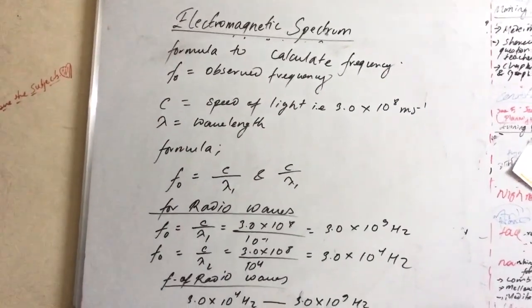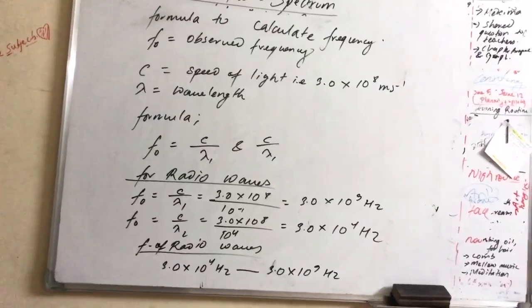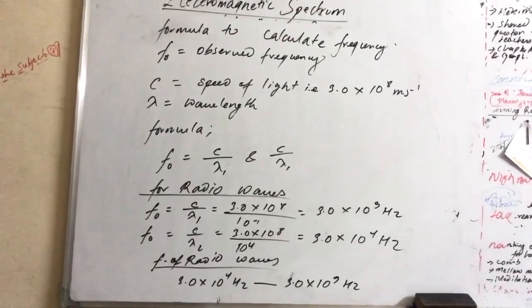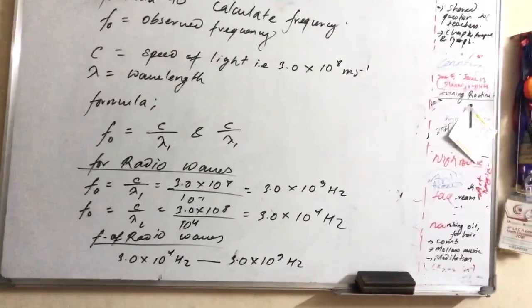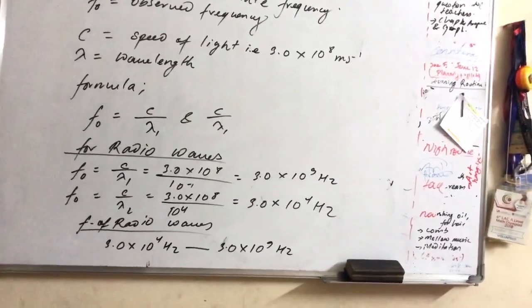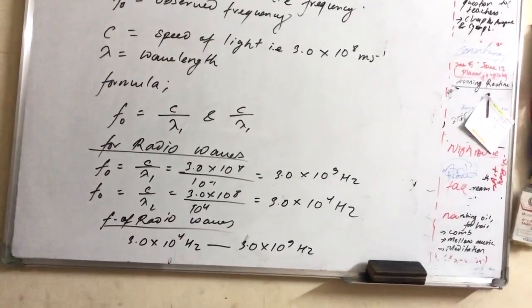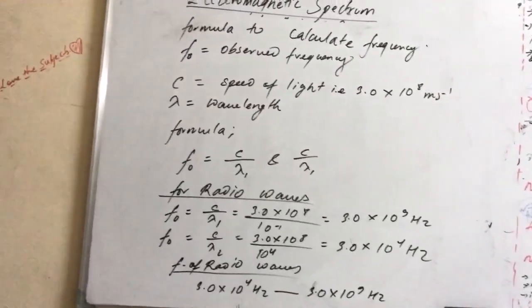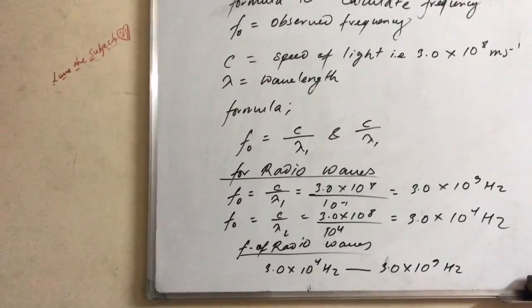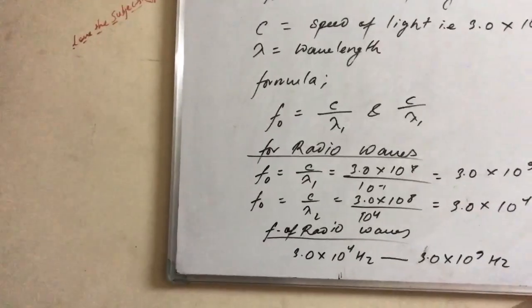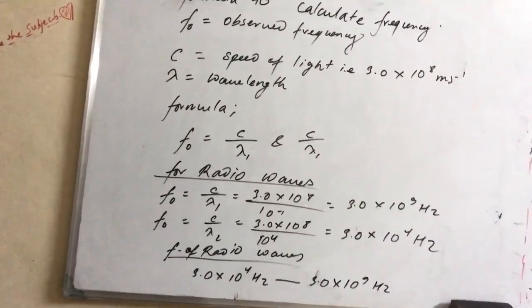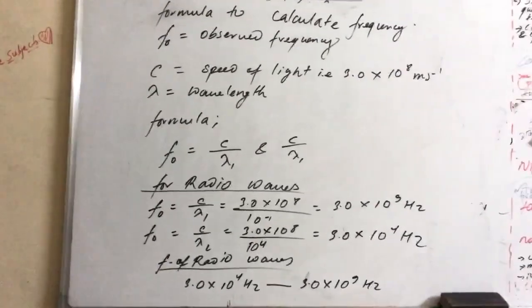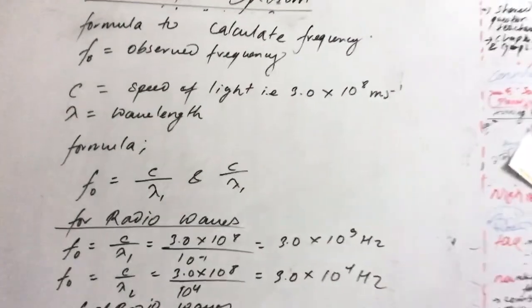So likewise, calculate the other frequencies. You don't have to memorize all the frequencies, but if you memorize the wavelength, then you can easily calculate the frequency by applying the formula. Just plug in the wavelength and calculate the frequency. Don't memorize it, okay?